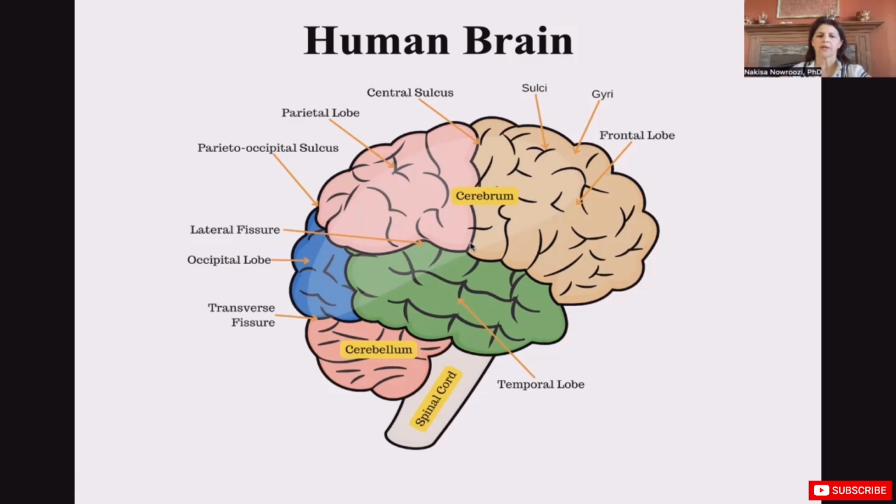And this one is not a very deep groove. That's why it's called sulcus and not fissure. Between frontal lobe and parietal lobe, this is called central sulcus. And you have the shallow grooves, they're called sulci, and you have it all across the brain. The meaty part in between the sulci, these raised areas, they're called gyri, sulci and gyri.